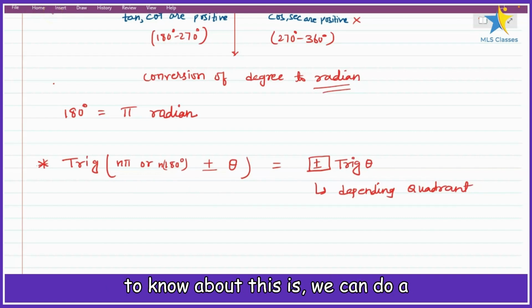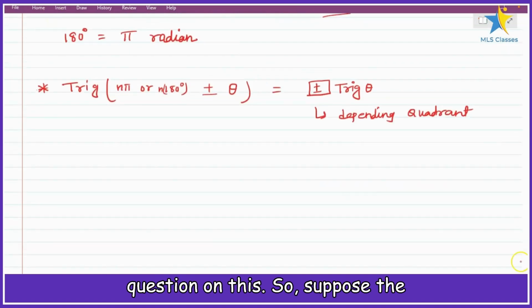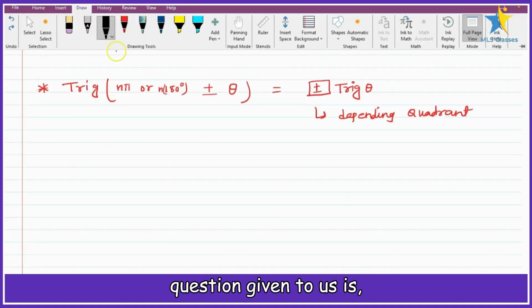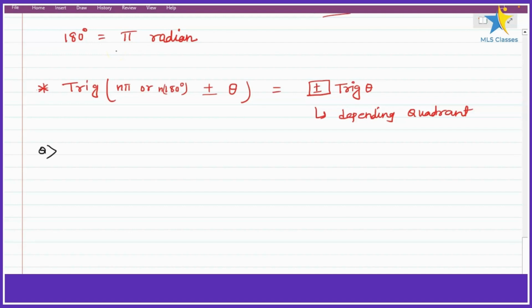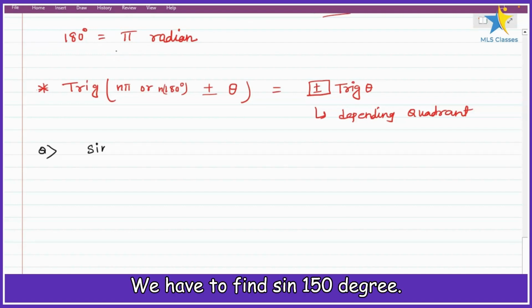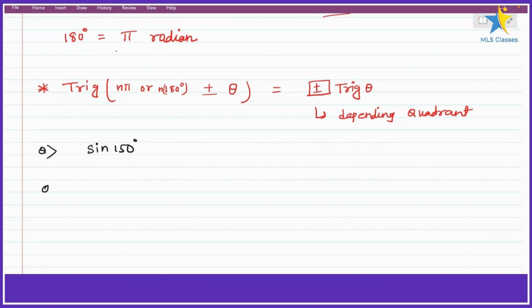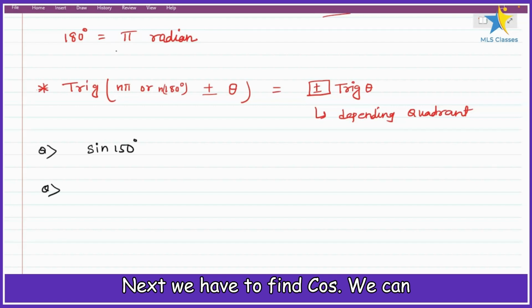Now what we have to know about this is, we can do a question on this. So suppose the question given to us is, we have to find sine 150 degree. Next we have to find cos. We can take any value like cos.